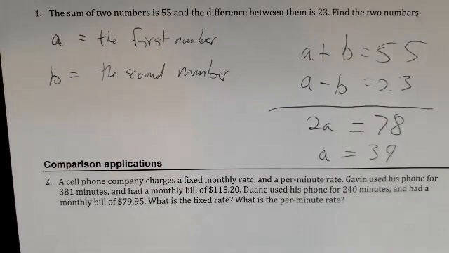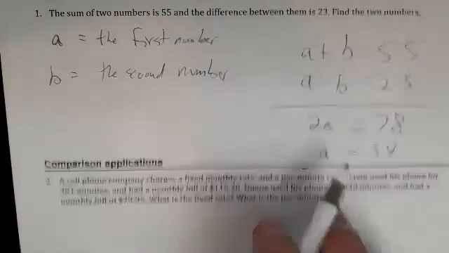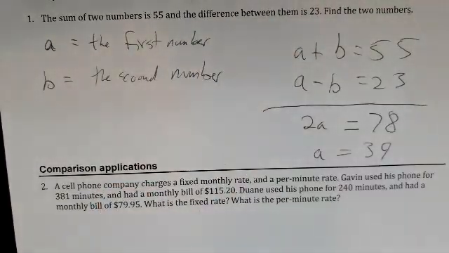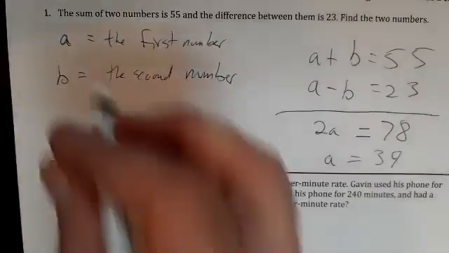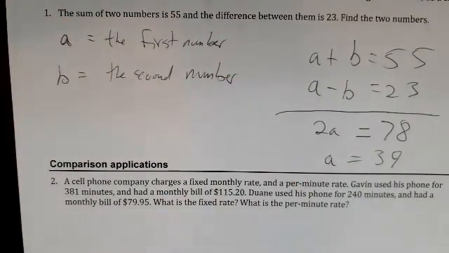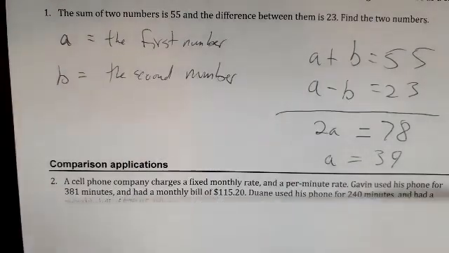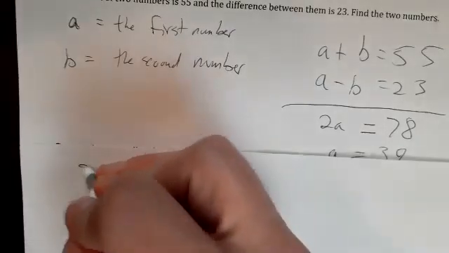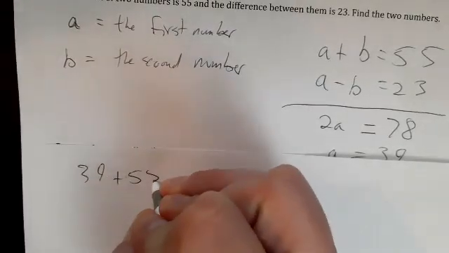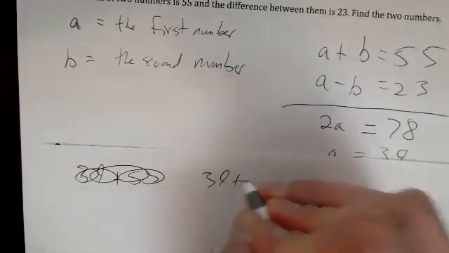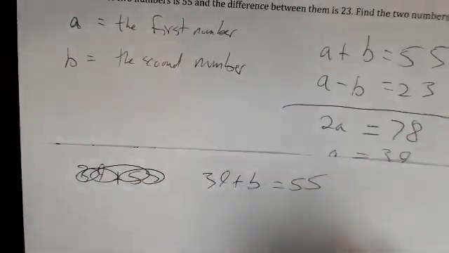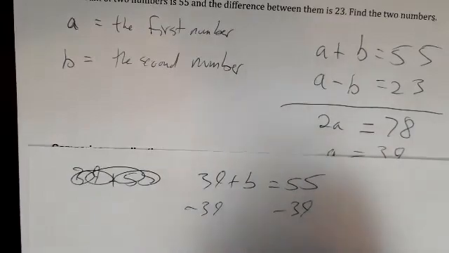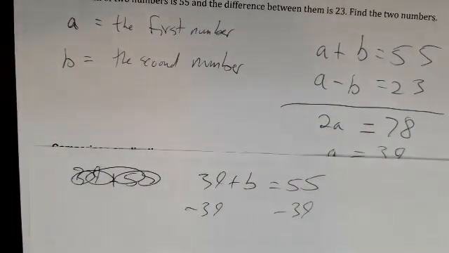And so I'm looking at this, and I know a is 39. So I found one of the two numbers. I still have to go back and find b. So with a equal to 39, if I want to solve for b, I have to subtract 39 from both sides. So b should be giving me 16.